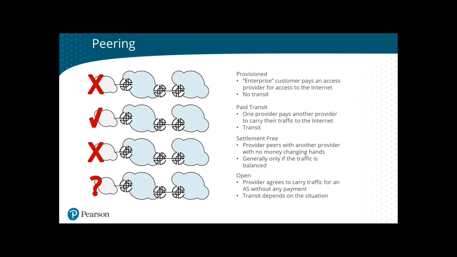At these places, there are 4 kinds of peering that you can have. What are called provisioned, which is like an enterprise or a downstream pays an upstream for access to the internet. In this case, I would not have what's called transit. This enterprise network is not designed for carrying traffic between 2 providers. So these are non-transit networks, and they should never transit traffic between them and somebody else.